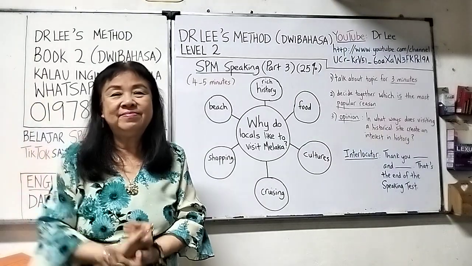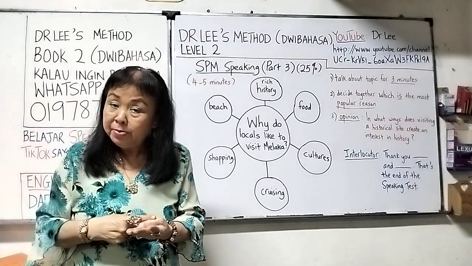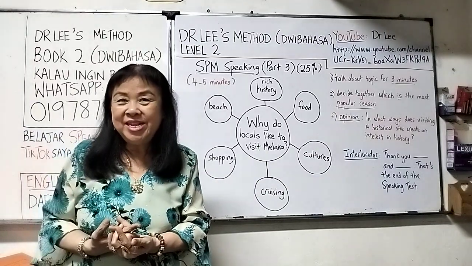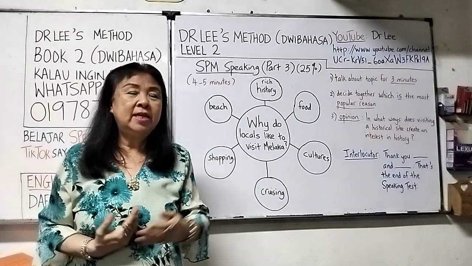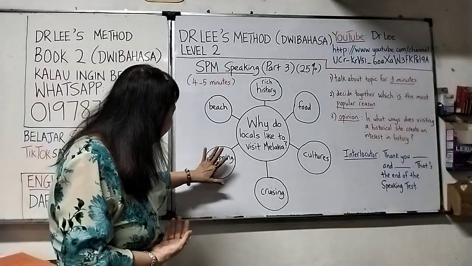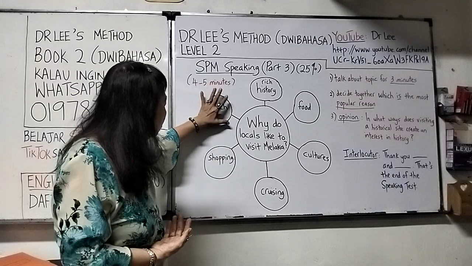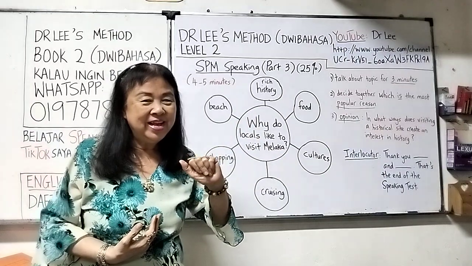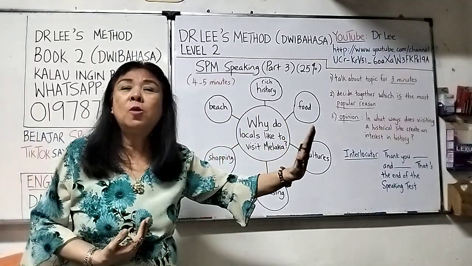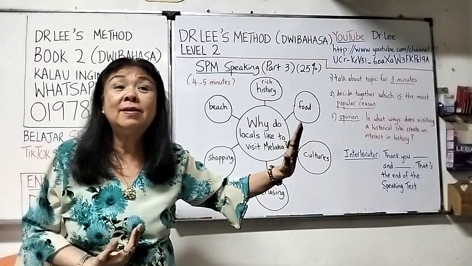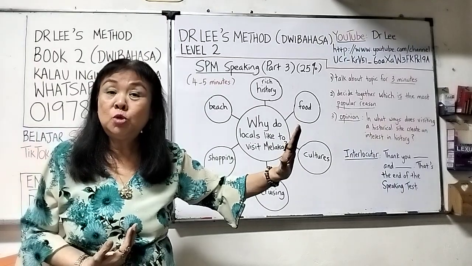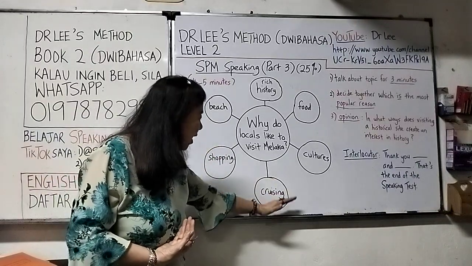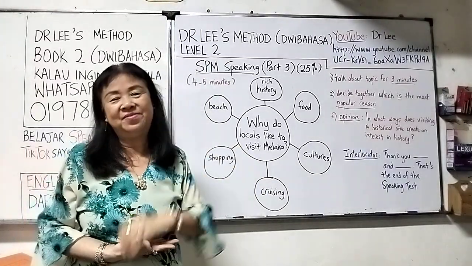Then I will ask again. I may ask, do you agree with me? I may ask, what do you think, candidate A? I may ask, what is your opinion, candidate A? Then candidate A will reply, so that's what you have spoken on shopping, you have spoken on beach, food, so you have 3 more left. Then I say, yes, I agree with you. Besides the great shopping malls and shops, especially Central Market, as you have mentioned, I think locals like to visit Malacca because they want to enjoy cruising along the Malacca River, like this.